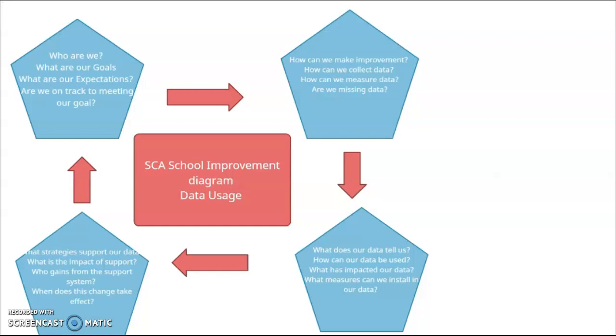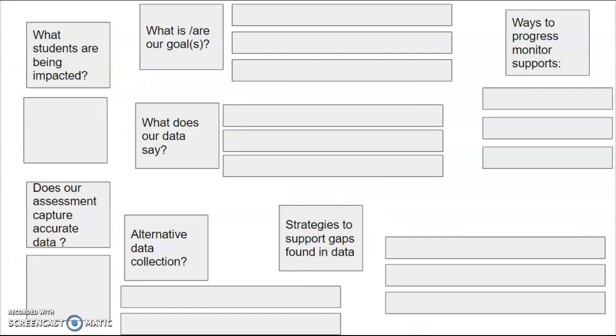Are we making growth? Are we standing still? What exactly is changing with these types of support systems? We make sure we're identifying who is going to gain from the support system, who our target students are, and when this change takes effect, to determine an appropriate time to progress monitor that data. And then the cycle repeats, going back up, identifying another group or another expectation for data collection.